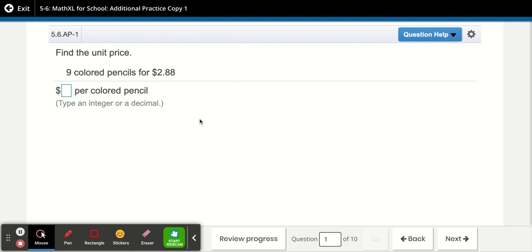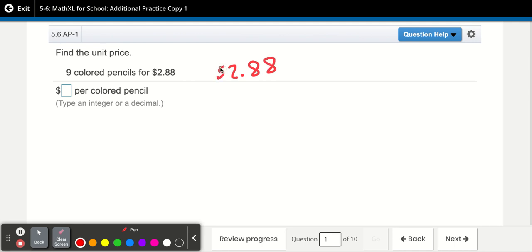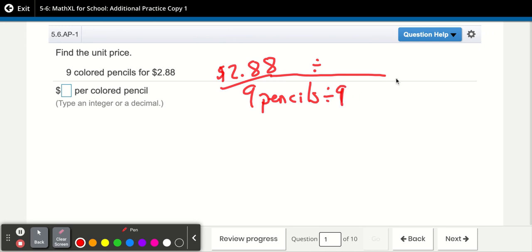Well, what you do is you set up your rate, which is $2.88 for 9 pencils. And like we did last time, we want the denominator to be 1, so this is where the 1 is going to be, for one pencil. What's the price for one pencil? I can't write colored pencil that easily, so you're just going to write pencil. And we're going to divide the top and the bottom by 9.